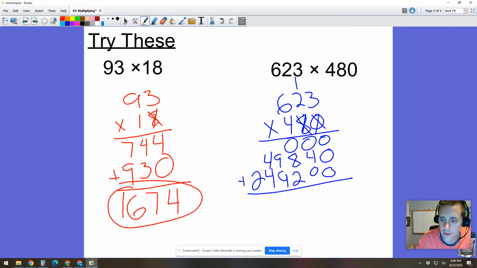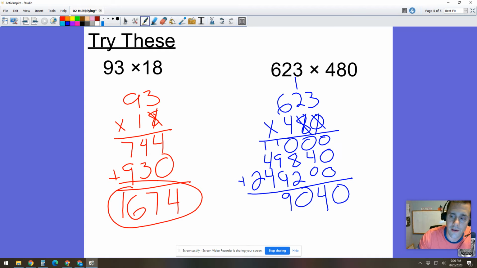0 plus 0 plus 0 is 0. Tens place, 0 plus 4 plus 0 is 4. Hundreds place, 0 plus 8 plus 2 is 10. I'm going to write the 0 and carry the 1 to the next column. Now I have 1 plus 9 is 10, plus another 9 is 19.